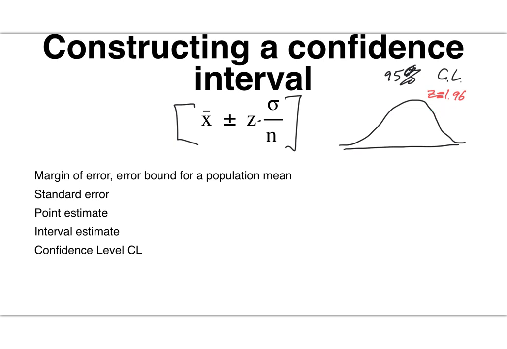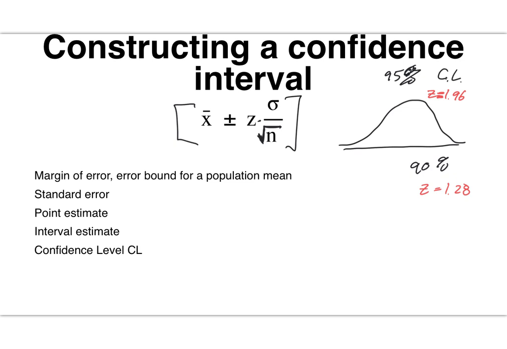If I wanted to be 90%, I believe Z will be 1.28. Now these are rounded, but you'll get the idea when we get there. But let's define some things. So this is the confidence interval formula: X bar plus or minus Z times sigma over the square root of n.